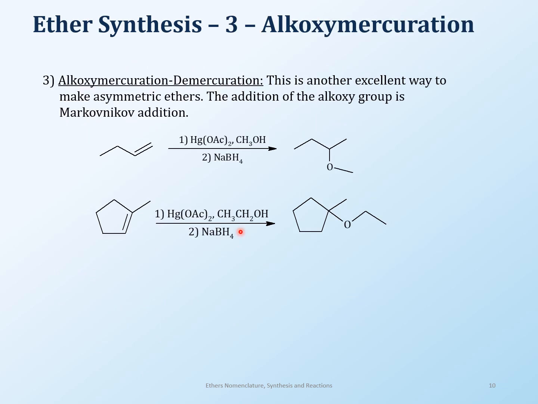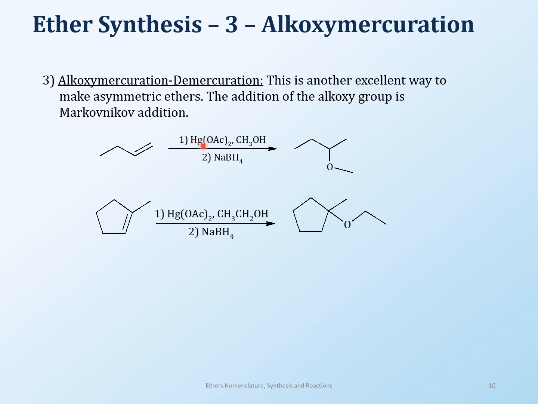So then the last synthesis for ethers is alkoxymercuration, demercuration. We did this also for alcohols. And here you have the same reagent, which is mercury diacetate. So you can use this. Instead of using water now, we use an alcohol. We still start with an alkene, okay? So alkenes are still our starting materials.